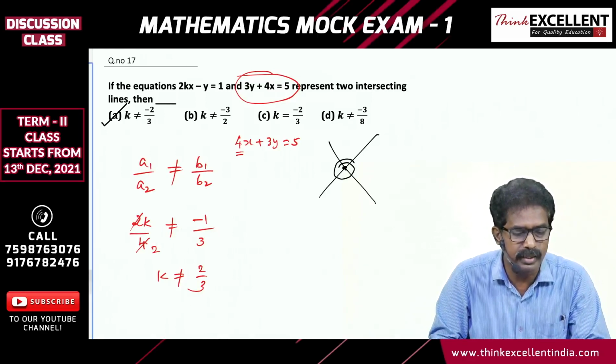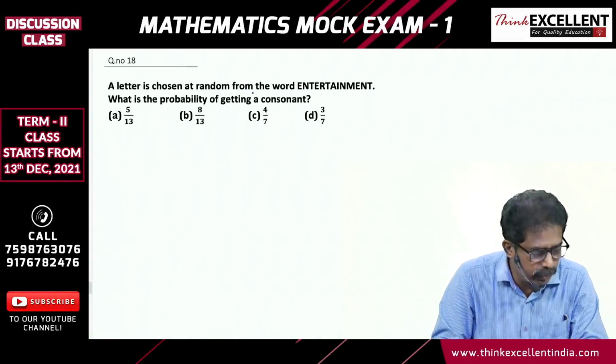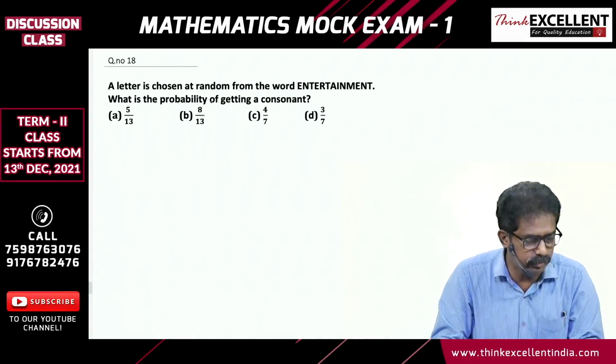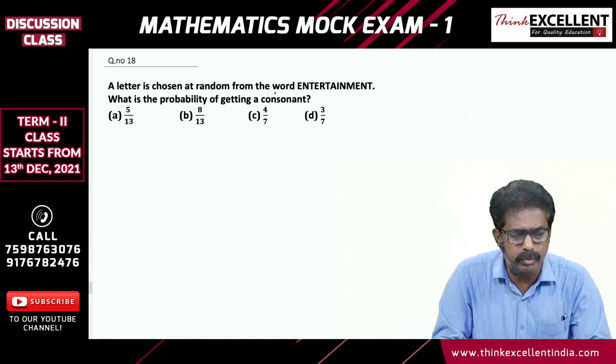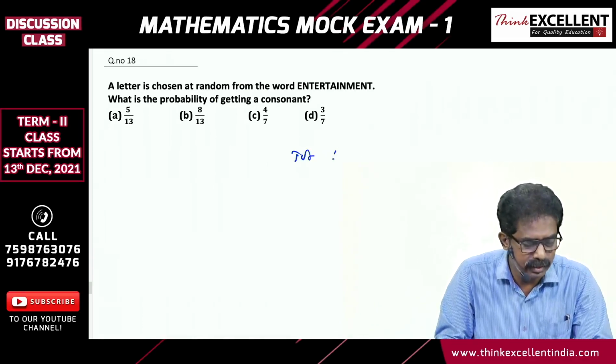Now, question number 18. A letter is chosen at random from the word entertainment. First, count how many letters are there. Totally, there are 13 letters, right?